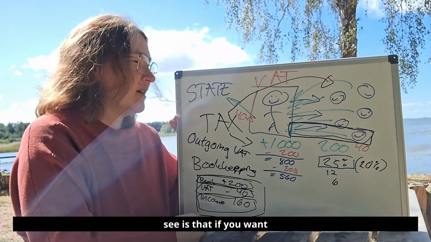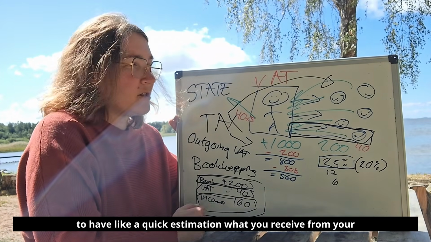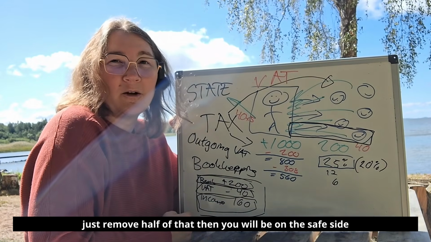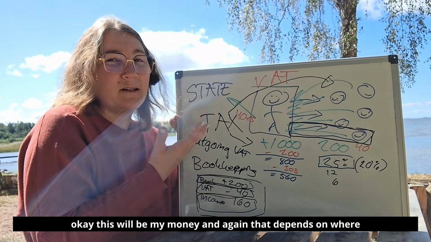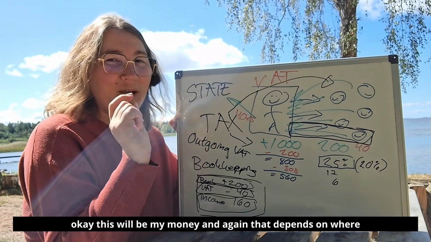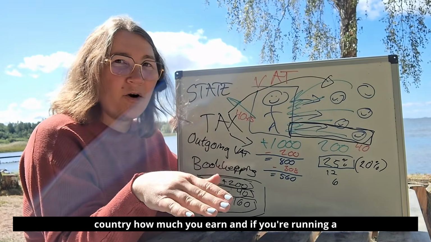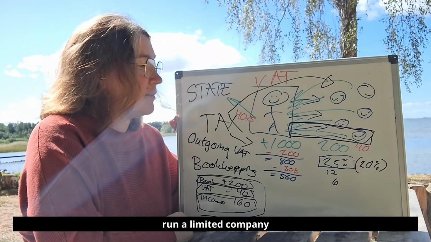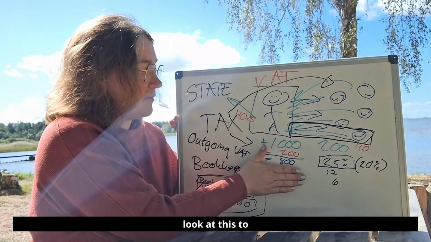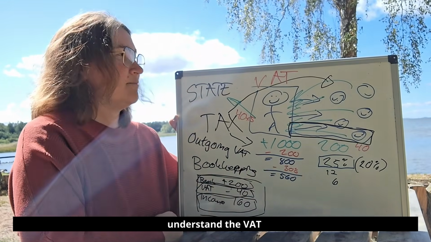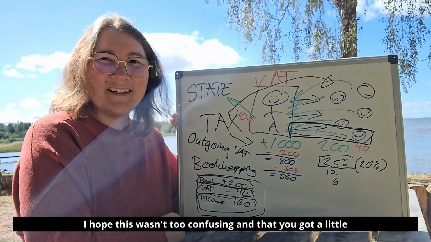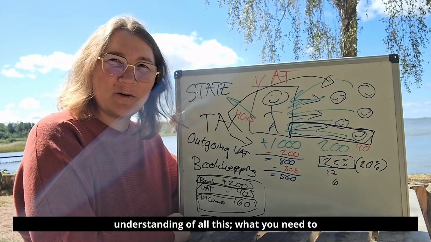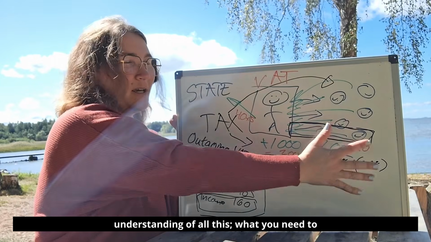And so what you can see is that if you want to have a quick estimation, what you receive from your customers, and if you just remove half of that, then you will be on the safe side with knowing that, okay, this will be my money. And again, that depends on where you live in the country, how much you earn, and if you're running a sole trader or if you run a limited company. So look at this for the VAT to understand the VAT. Yeah, I hope this wasn't too confusing, and that you maybe got a little bit better understanding of what you need to do.